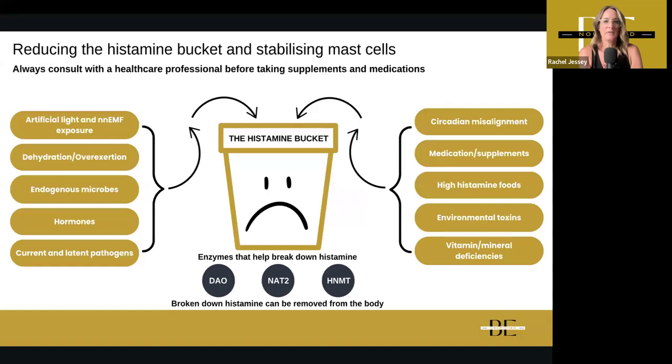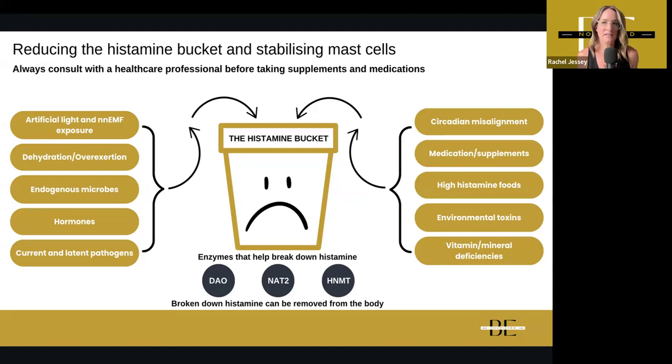So these are some of the things that I'm looking at when I have people on the health optimization program, and I'm looking at certain components to reduce the overall load of histamine that goes into the bucket and also helps to stabilize the mast cells. So I'm looking at things like artificial light exposure and non-native EMF exposure. And non-native EMF is basically just the electromagnetic frequencies that come from technology and from man-made sources.